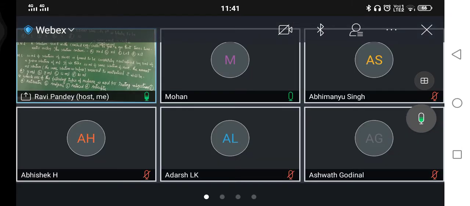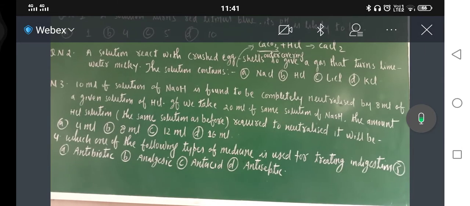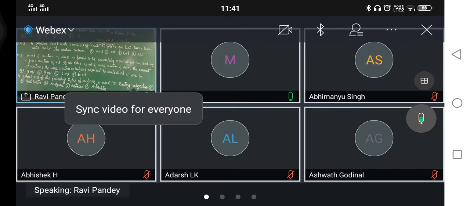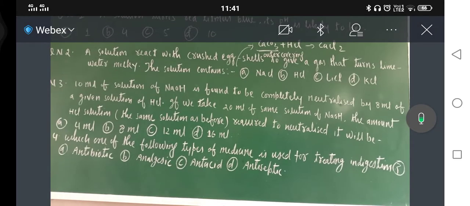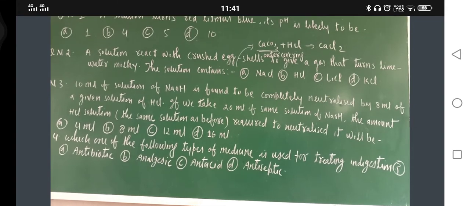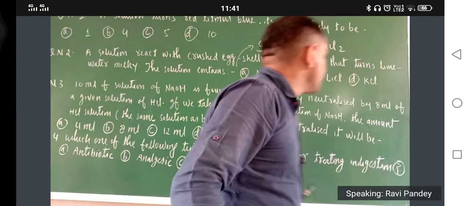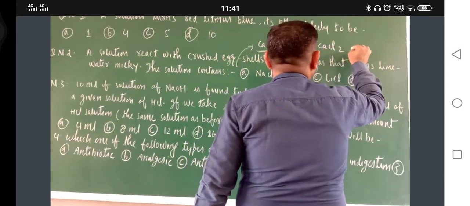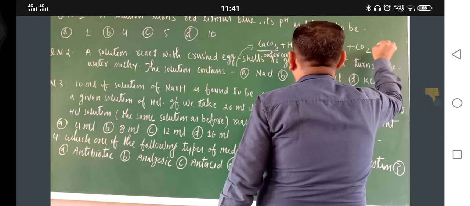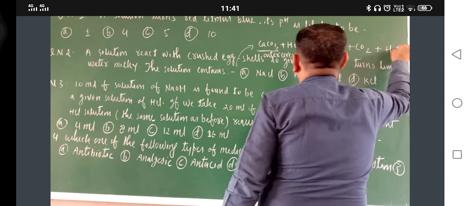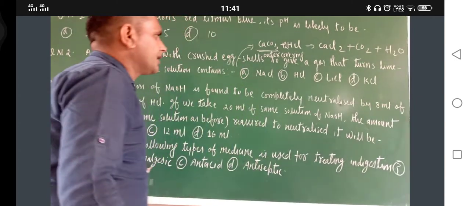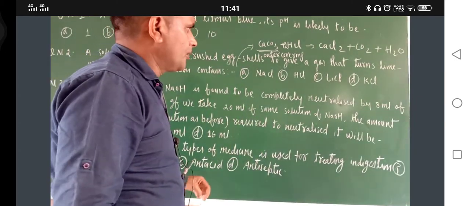Calcium... Okay, just a minute. Yes, yes. So the outer covering of egg is made up of calcium carbonate, plus HCl. So CaCl2 plus CO2 plus H2O. Okay, so this is 2HCl. Okay, no problem. No problem.